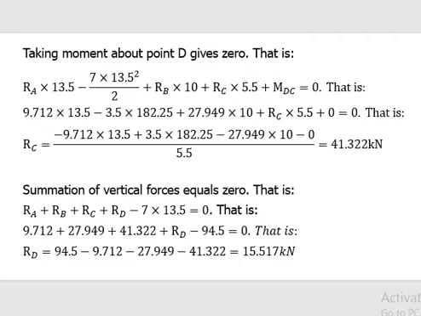So if we've got all the vertical reactions apart from RD, then to get RD, we can employ the condition that the summation of all the vertical forces will be equal to 0. That is RA plus RB plus RC plus RD minus the loads on the beam, that is 7 times 13.5. If we add them algebraically, we'll have 0. And simplifying, that gave us RD to be equal to 15.517 kilonewton.